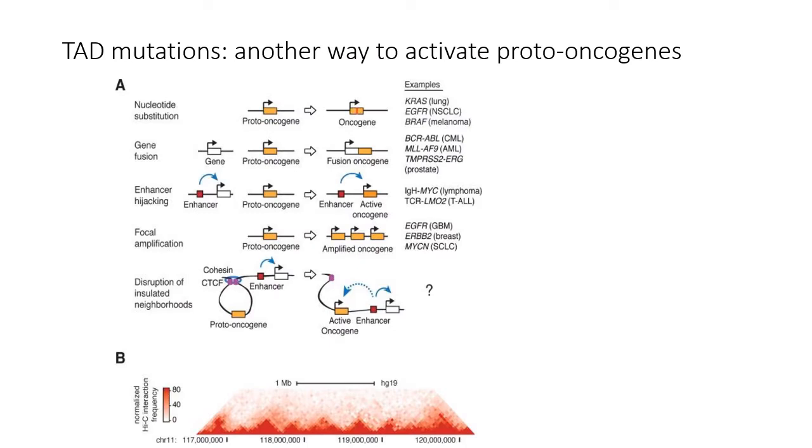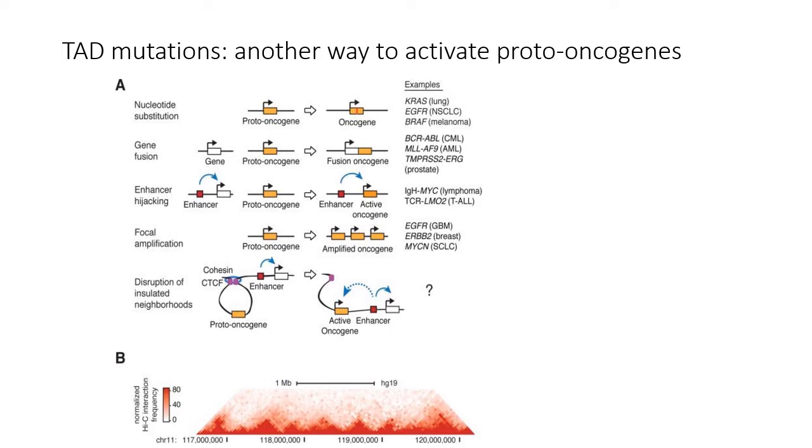Okay, so there are some mutations that are known like this, but one that's particularly striking is that mutations of this sort give us yet another way to activate proto-oncogenes. The first three are fairly familiar to us now, but the one on the bottom represents a cohesin CTCF TAD loop with a proto-oncogene in the middle.